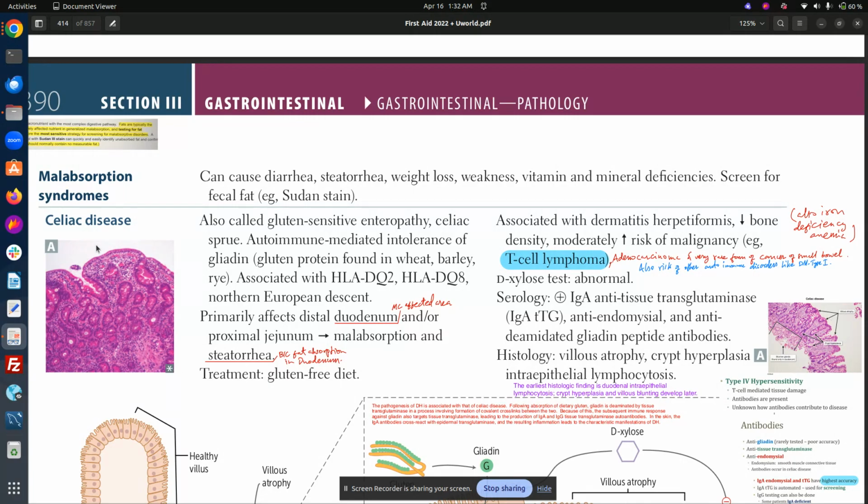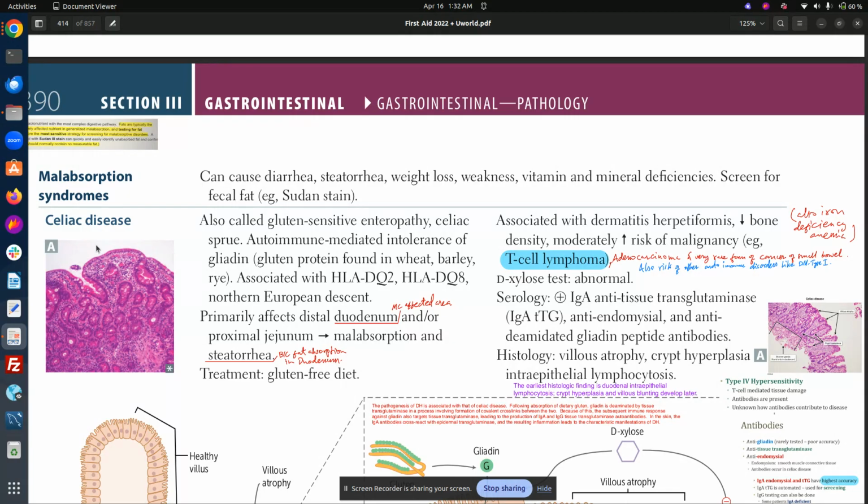It is an autoimmune condition in which there is an intolerance to a protein called gliadin. Now, what is gliadin? It is a gluten protein which is usually found in wheat, barley, and rye. So, if someone is intolerant to gluten, and if that person eats wheat, barley, or rye, or anything that contains gluten, then that person will present with diarrhea, fat malabsorption, weight loss, and symptoms of weakness and certain vitamin deficiencies.